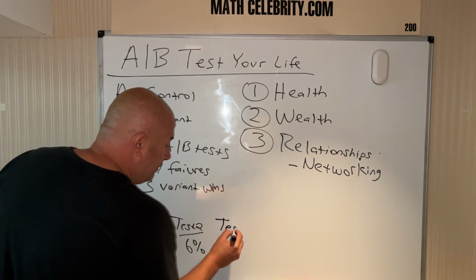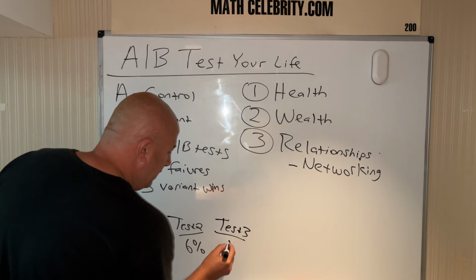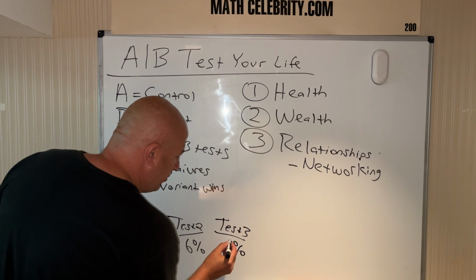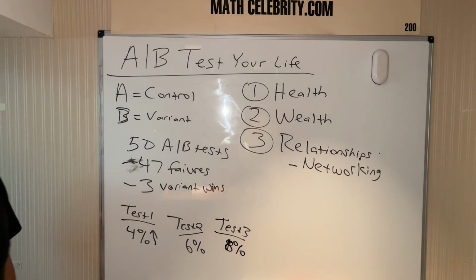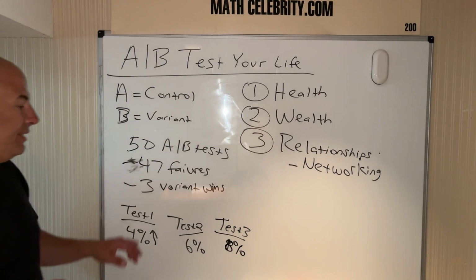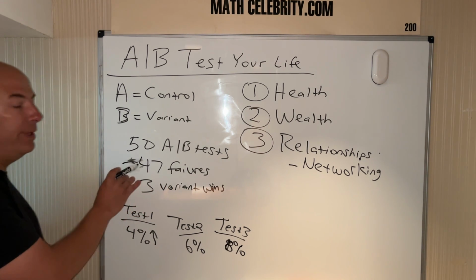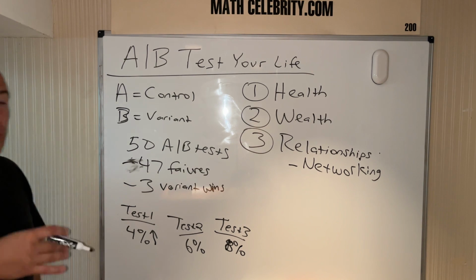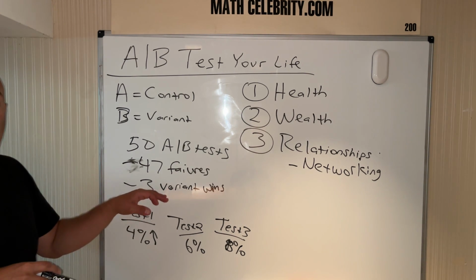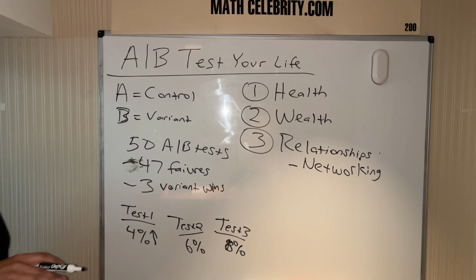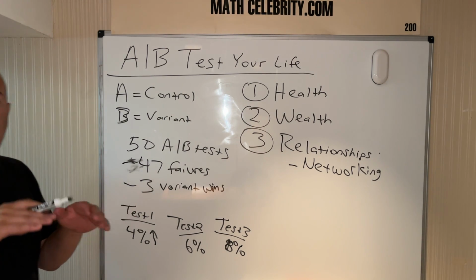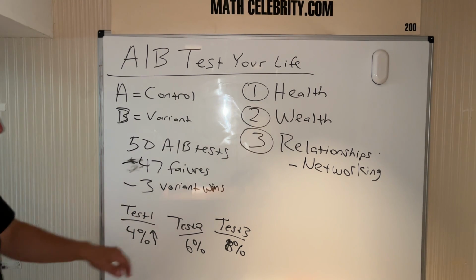Test 3, we get an 8% improvement. Now, here's where the magic happens. And I did a very conservative win rate. So 3 out of 50. As you do this more and more, you'll probably see more wins than that, but I want to keep this conservative so it doesn't sound like we're giving you a bunch of fluff.